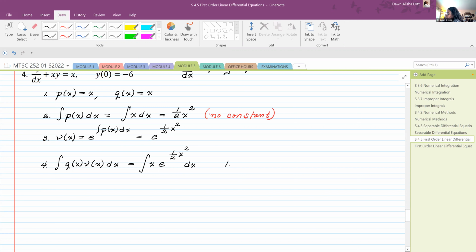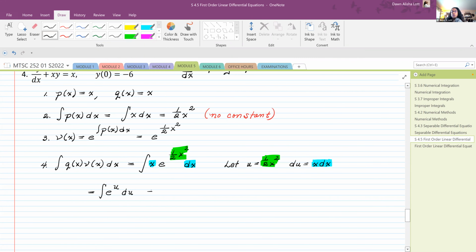Okay, so let's let u be 1/2 x squared. And then du is just x dx. Okay, so now we have a perfect x dx, and then we have e to the u. Okay, so this is a nice integral. It's the integral of e to the u du.